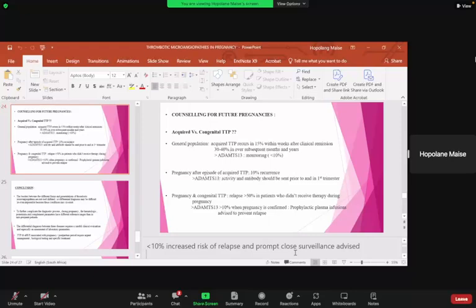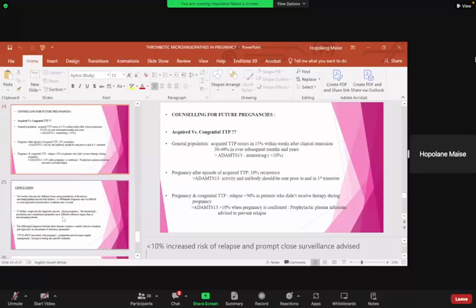Pregnancy after an episode of acquired TTP has a 10% reoccurrence, and ADAMTS13 activity and antibody should be sent prior to and in the first trimester itself. In pregnancy with congenital TTP, there's a more than 50% chance of relapse in patients who didn't receive therapy during pregnancy. So when it is confirmed, prophylactic plasma infusions should be administered to prevent relapse.